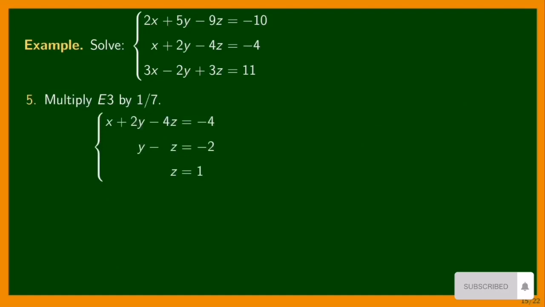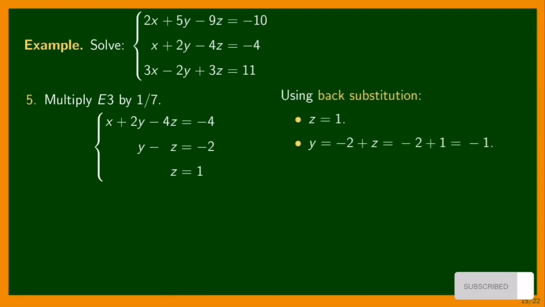In fact, we know the value of z right away. Did you see that? Yes? So as you can see here, you can now directly solve it using back substitution. So here z is 1, y is negative 2 plus z. Substituting z, you get negative 1. Using the first equation, solve for x, that's negative 4 minus 2y plus 4z. Substitute the known values of y and z. You get x equals 2.